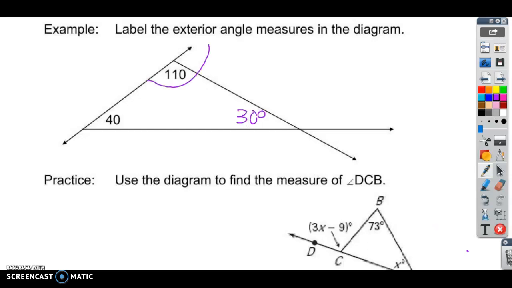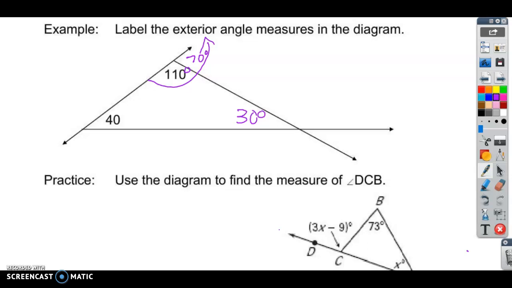We also know that these two angles are supplementary, which means together they add up to 180 degrees. So if the measure of this angle is 110 degrees, then the measure of the other angle that's supplementary to that should be 70 degrees.